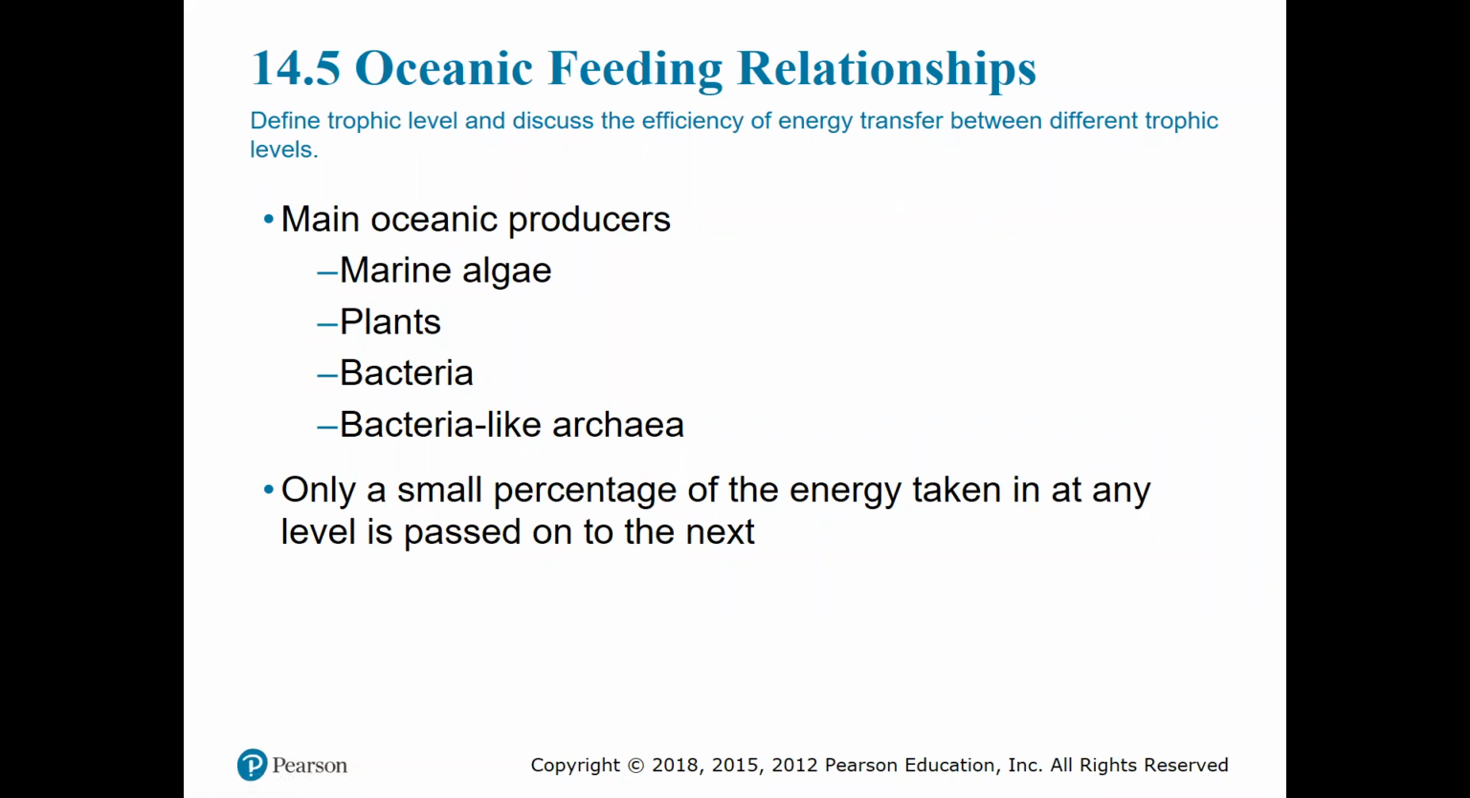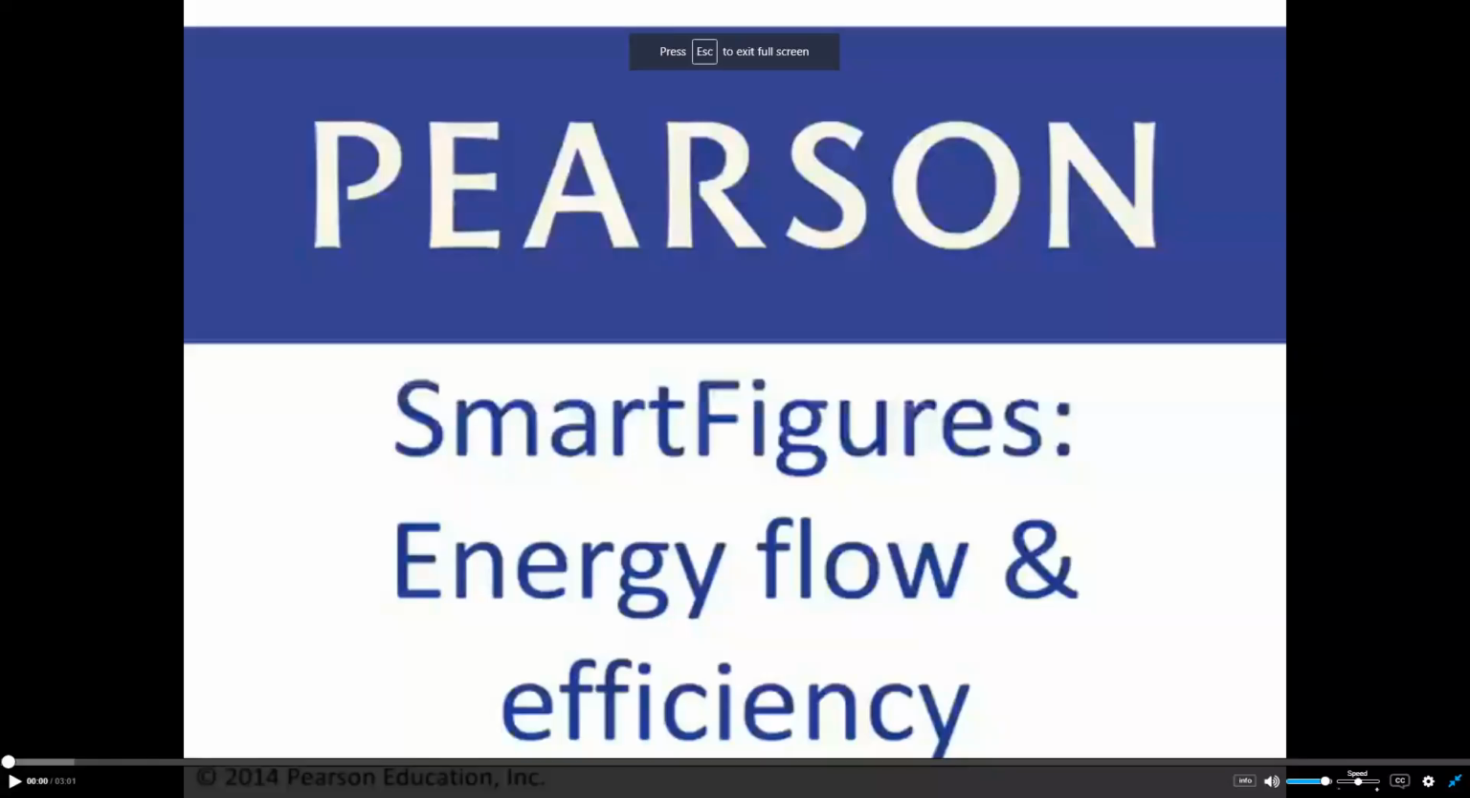So the last thing that we're going to consider here is the relationships in feeding. So we've talked a little bit about this, about how the zooplankton feed on the phytoplankton, but we also have some plants that we'll have in the ocean. We have bacteria, we have some structures that are these organisms that are like bacteria called archaea. So these are our producers, and they're going to essentially provide all of the energy that is contained within these systems and within these relationships. So we're going to watch one last smart figure video that looks at how energy changes as we go throughout these, what are referred to as trophic levels in these feeding relationships.